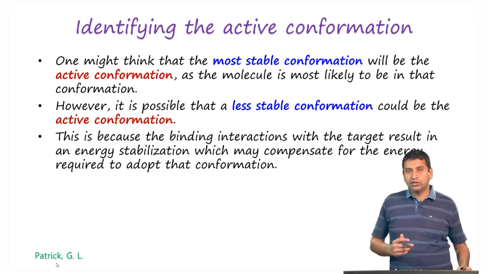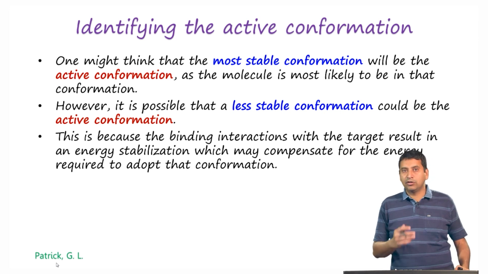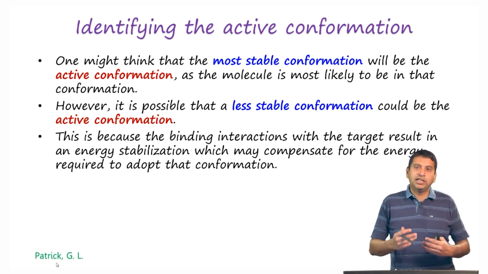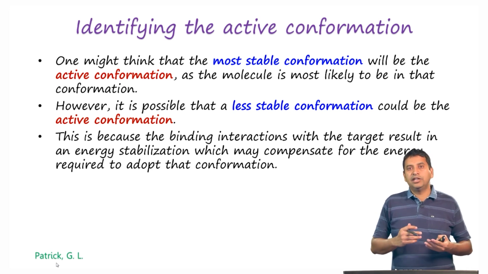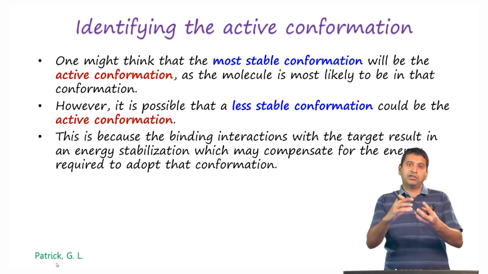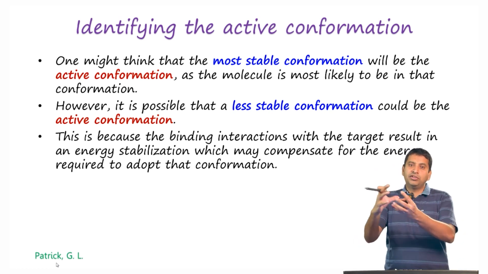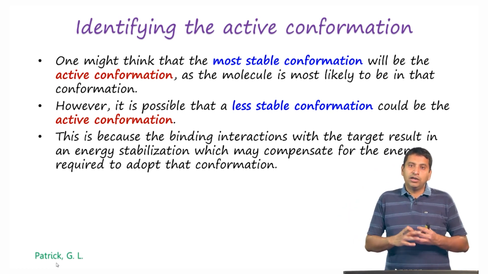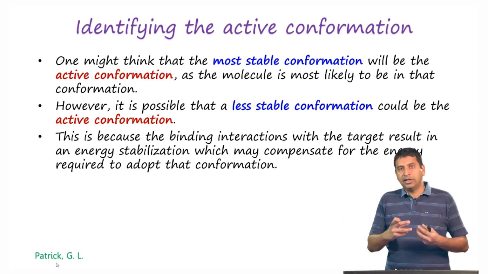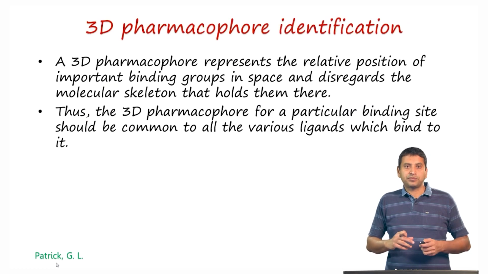One way to do this is to predict that the most stable conformation will be the active conformation. Although one would think that it is likely, it is not necessarily true. It is possible that a less stable conformation could be the active conformation. This is because the binding interactions with the target can result in some sort of stabilization which will compensate for the energy required to adopt that conformation. So, these are going to be a little difficult for us to predict using our intuition.